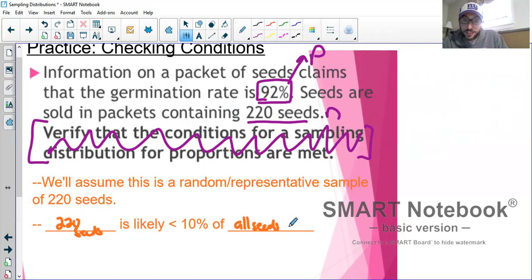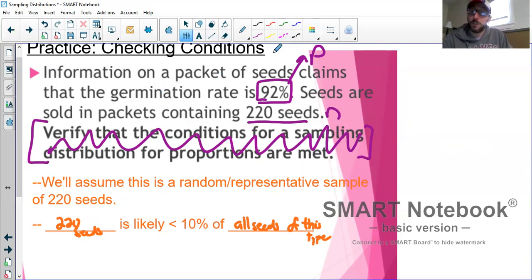Now, not all seeds of any kind in the world, but all seeds of this type. Maybe this is a packet of tomato seeds, so the population would be all tomato seeds, not every kind of seed ever in history. We don't really know what the total number of all seeds are of this type, but 220 is probably less than 10% of that. There's probably more than 2,200 seeds of this type.